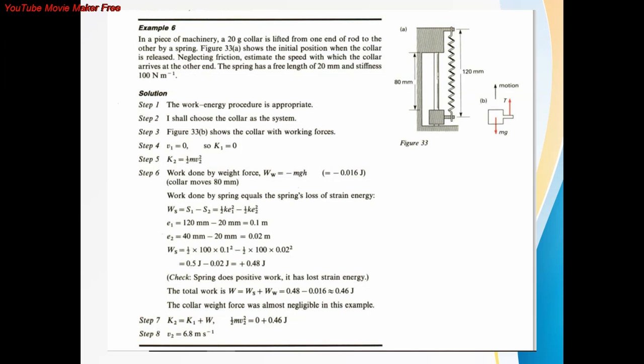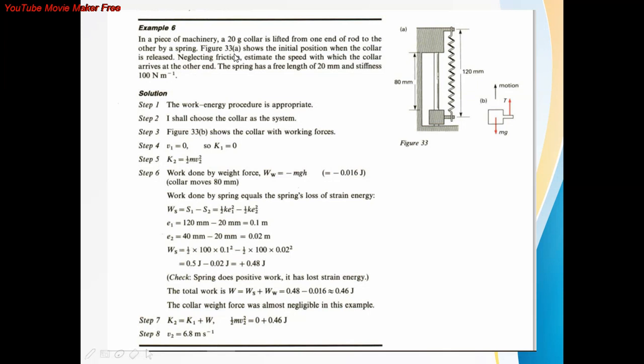Now this is another numerical. In this numerical, it is given that in a piece of machinery, a 20-gram collar is lifted. This is a collar which is lifted from one end of the rod to the other by a spring. This is a spring, right?